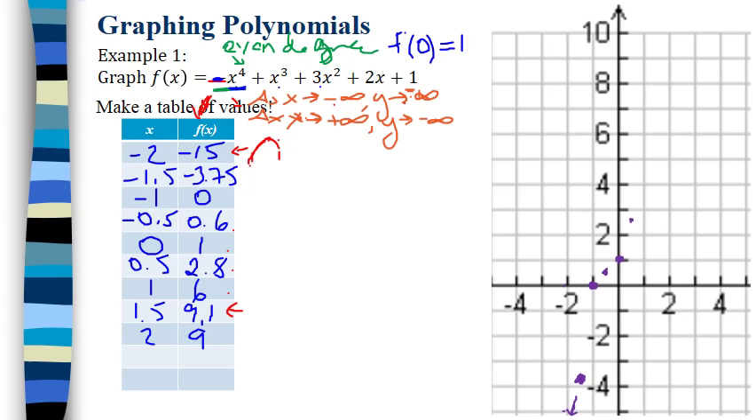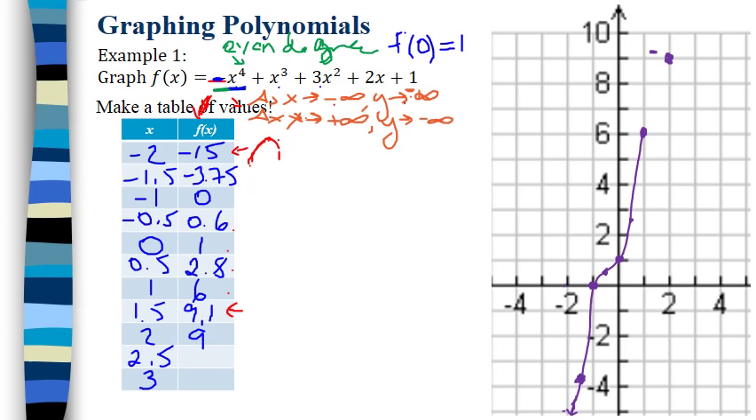And then 1, 6. And then 1.5, 9.1. And then 2, 9. And so I can see that my graph is coming up and then turning, and it's going this way, but I'm not sure what happens after 2. So let's go ahead and find what happens at 2.5 and at 3. And I'll go ahead and pause. You go ahead and pause the video and find those values.